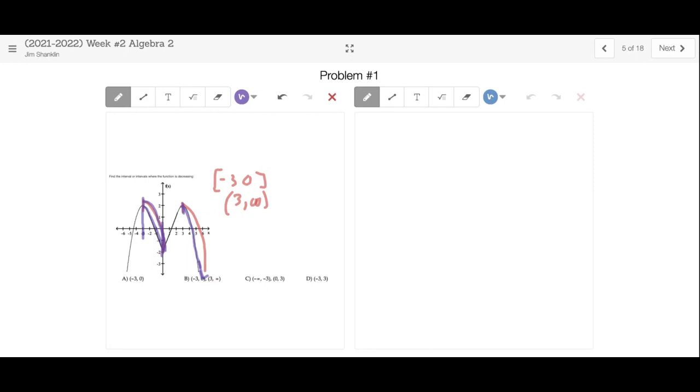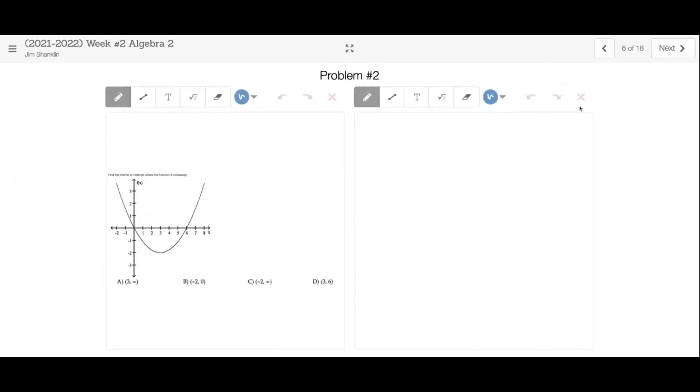All right. So let's go to problem number 2. I think it's just where is it increasing now, if I remember my practice. It says find the interval or intervals where the function is increasing. Now you guys could be in Desmos. Most of you are on problem number 2, with just a few stragglers on problem number 1. There's really no work to do here, so if you just circled the correct answer, that would be perfectly fine.